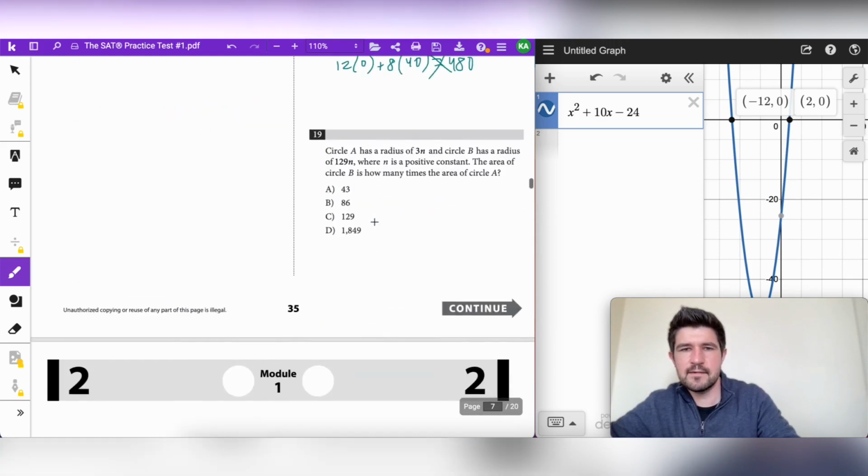Okay, so that's 18. What about 19? Circle A has a radius of 3n. Circle B has a radius of 129n, where n is a positive constant. The area of circle B is how many times the area of circle A?